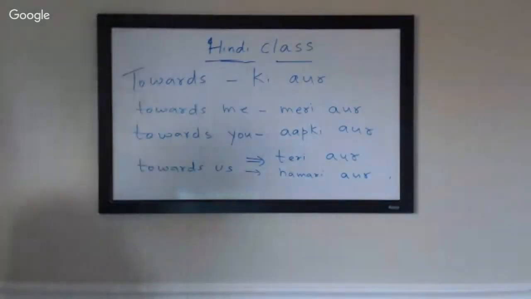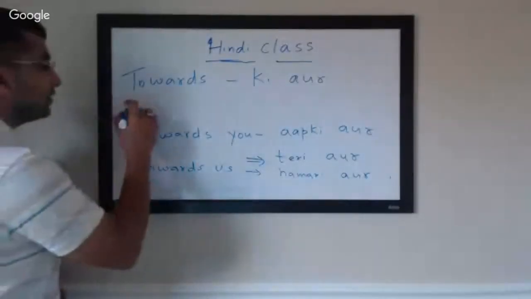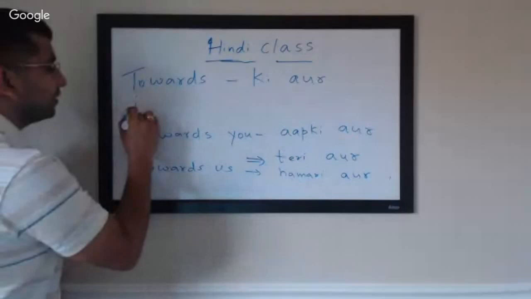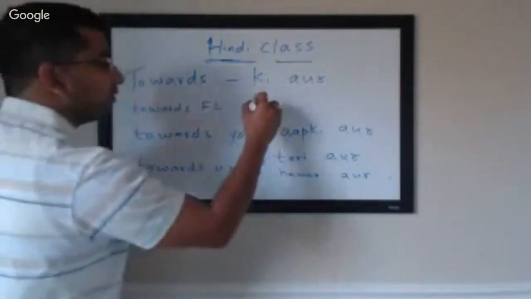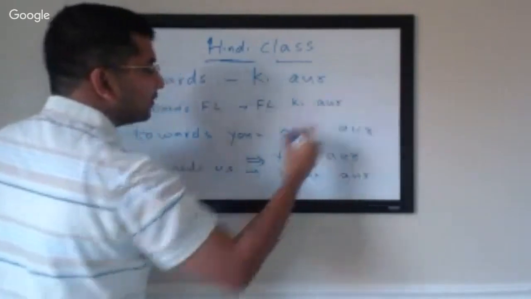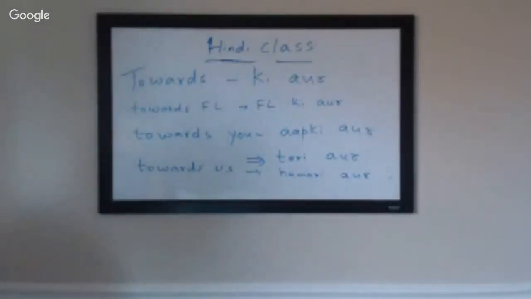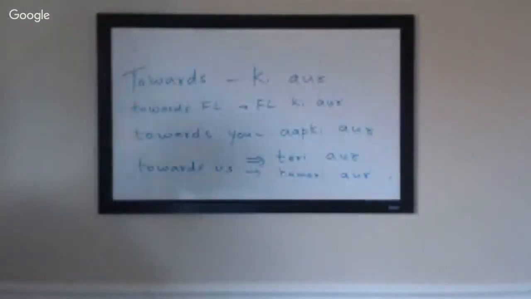Okay, so let's give more examples of towards. What if it is towards Florida? It's basically Florida की ओर, right? So think about anything. It doesn't have to be a pronoun. It can be the name of a place as well. Towards. So now let's discuss a complex sentence using towards.